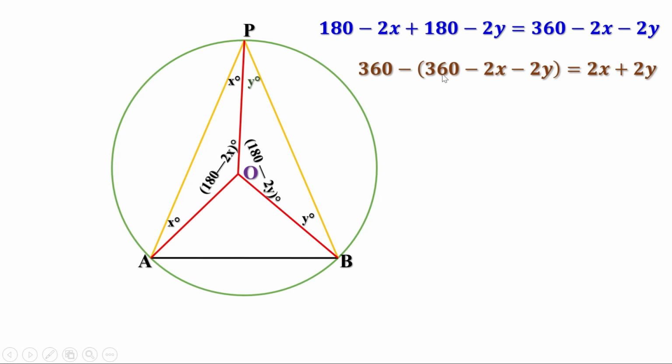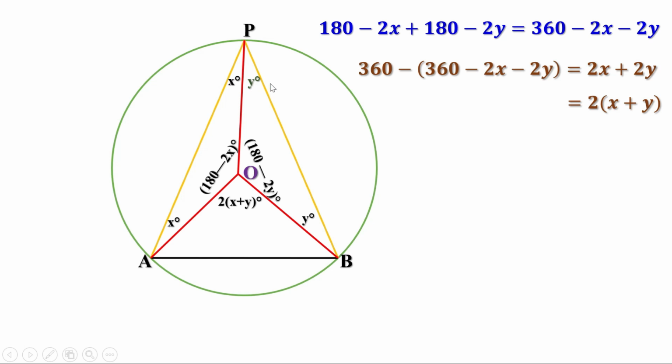360 minus 360 is 0. Minus minus 2x is 2x. Minus minus 2y is plus 2y. Now you can see 2 as a common factor. Taking 2 outside, we can write 2 into x plus y. That means this angle AOB is 2 into x plus y degree.